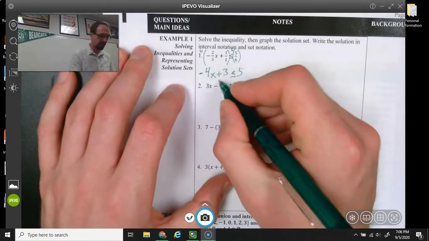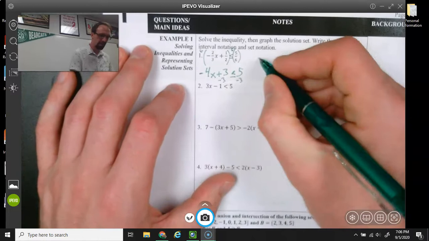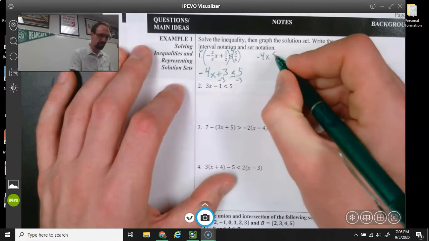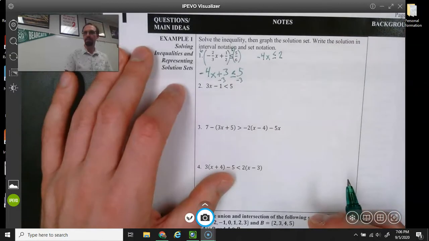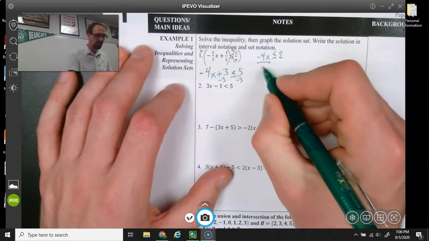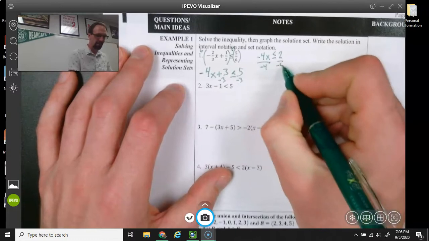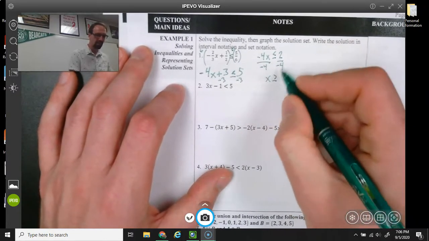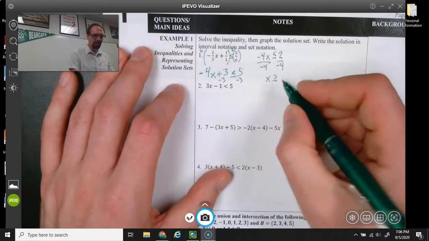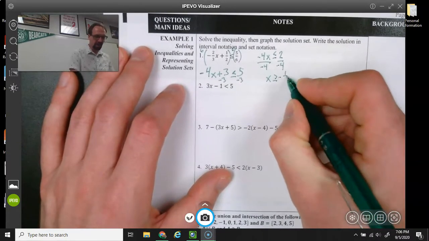We're going to subtract 3 on both sides. Subtract 3 here. So we have negative 4x is less than or equal to positive 2. Now we're going to divide both sides by a negative 4, and when you divide by a negative value, we have to remember to flip the inequality, so we're left with x is greater than or equal to 2 over negative 4, which reduces down to negative 1/2.